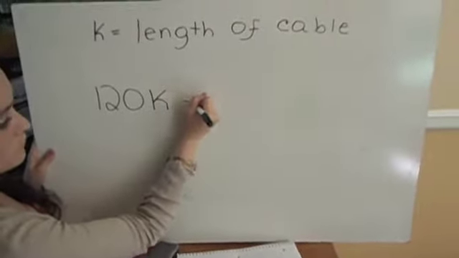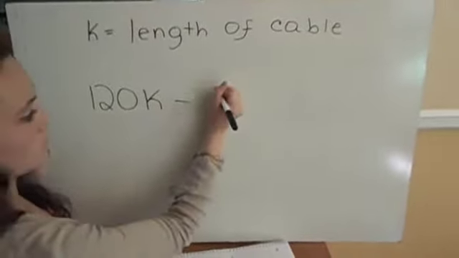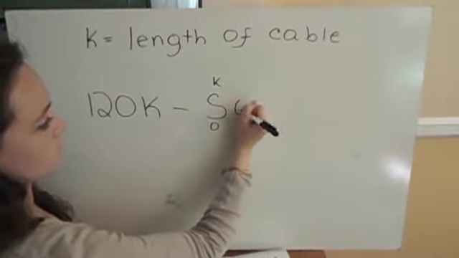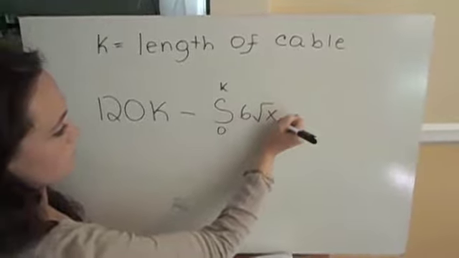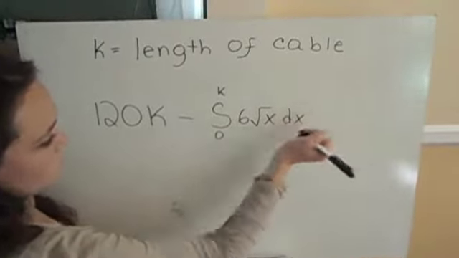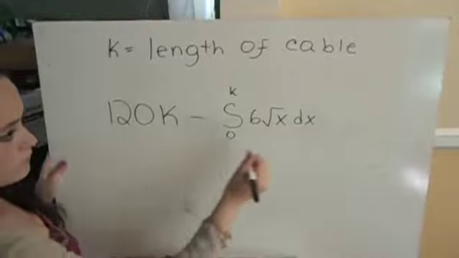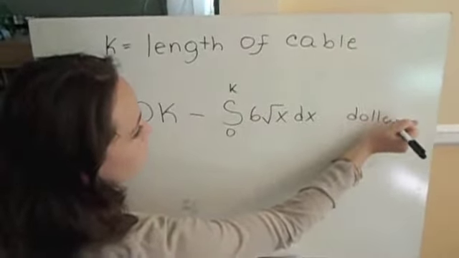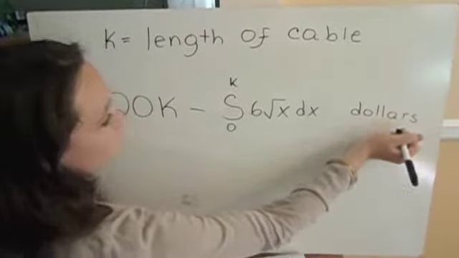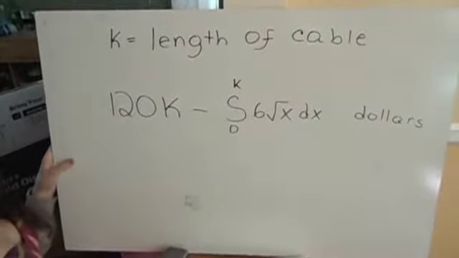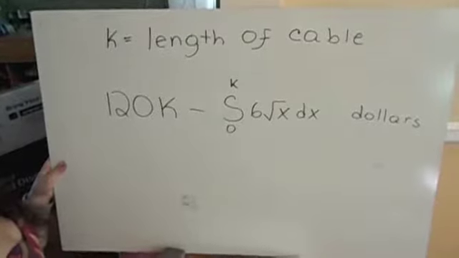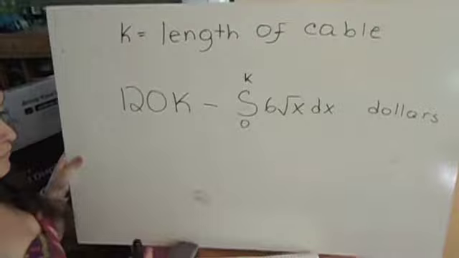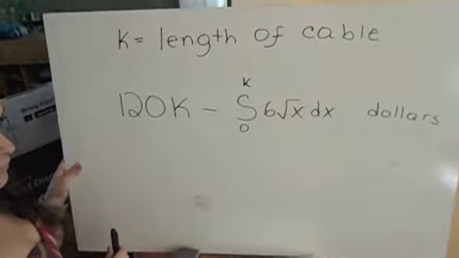Then what you do is subtract the integral from 0 to k of 6 times the square root of x dx. You do that since the integral represents the cost to produce a cable of a certain length, which here is k. So 120k minus the integral from 0 to k of 6 times the square root of x is, in essence, the total profit earned on any cable.